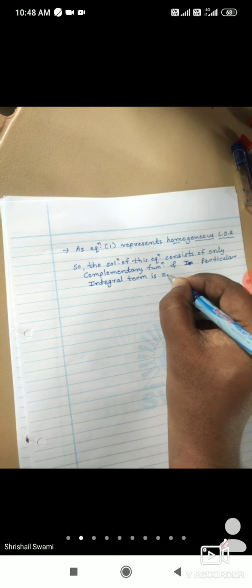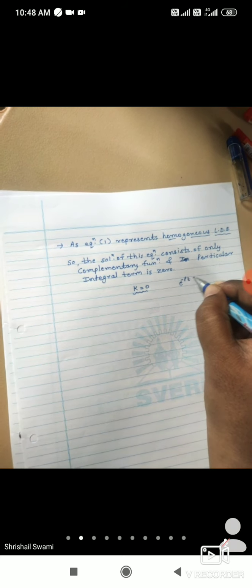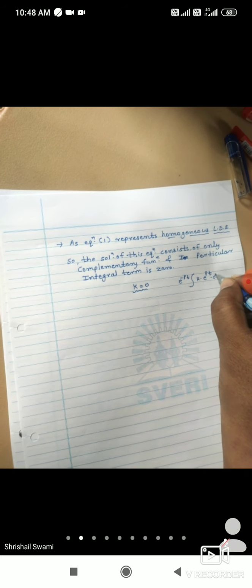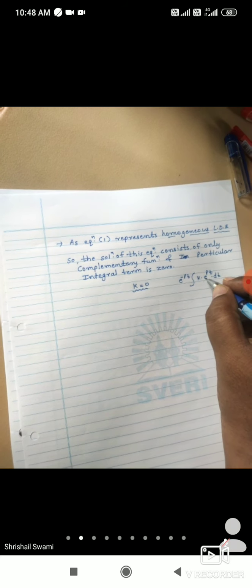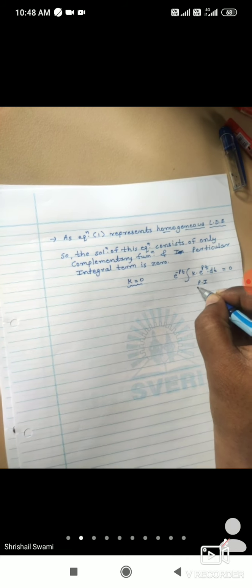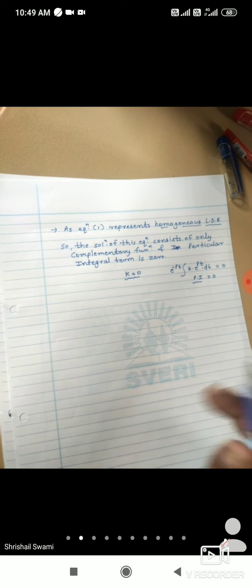Why is it 0? Because here k is equal to 0. With k equal to 0, e raised to minus pt times the integration of k into e raised to pt with respect to t, this is called the particular integral. As k is 0, this whole term becomes 0, due to which the particular integral term becomes 0. Only the complementary function will be there.